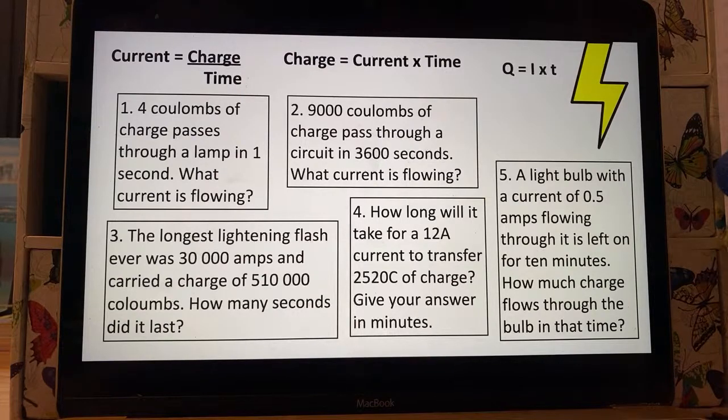Did I manage to catch you out with number 5? Did you see that it's minutes, not seconds?